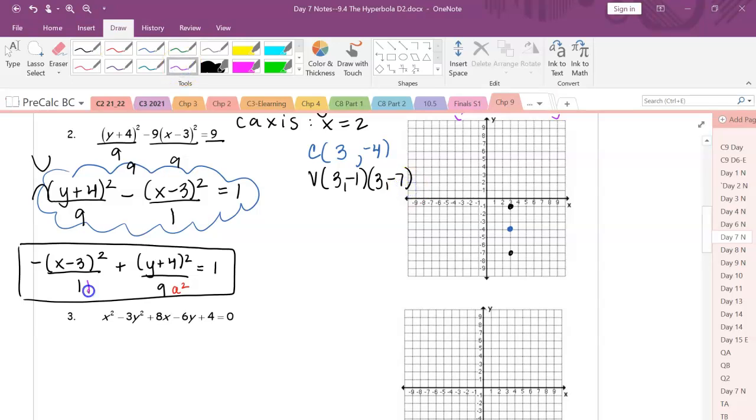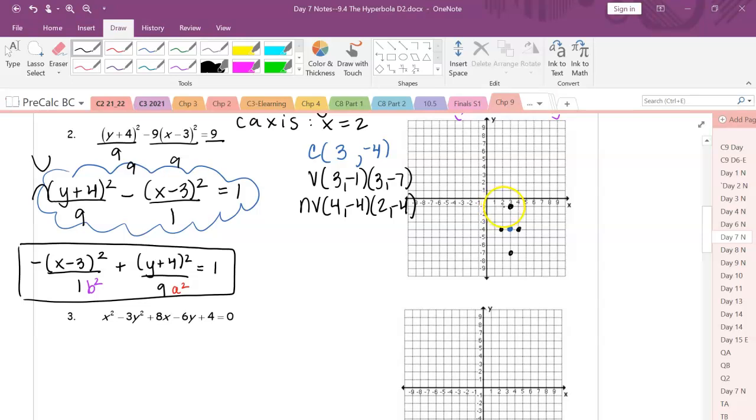Your b value is always the one with the negative. So b squared is 1. That means b is 1. And that means since it's under the x, we're going to go left and right 1 from the center. Those are your non-vertices. 4, -4. 2, -4.